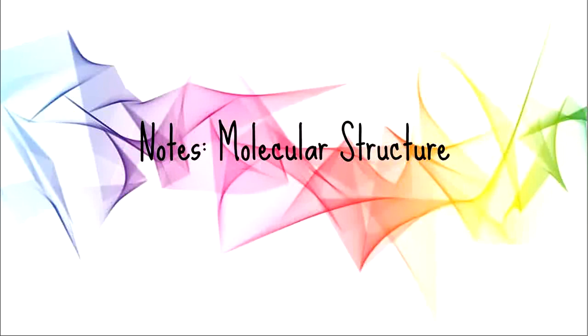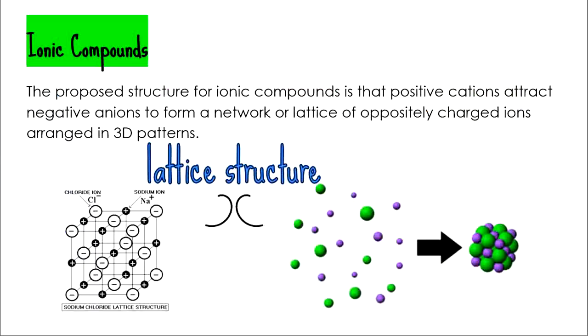So we're going to talk about the structure of ionic compounds and the structure of covalent molecules. The structure of an ionic compound, any ionic compound, is called a lattice structure. This is where positive cations are attracted to negative anions to form a network or a lattice of oppositely charged ions arranged in a 3D pattern. So you can imagine it goes negative, positive, negative, positive, negative, positive in a 3D structure, where the negative represents the anions and the positive represents the cations. This lattice structure is for all ionic compounds.